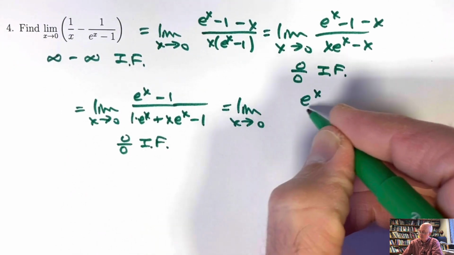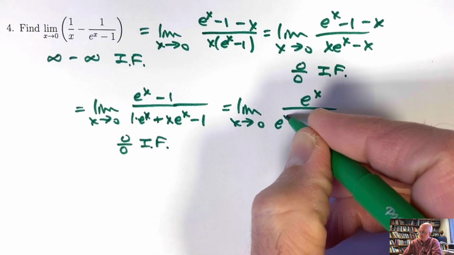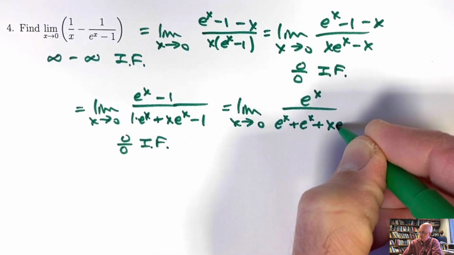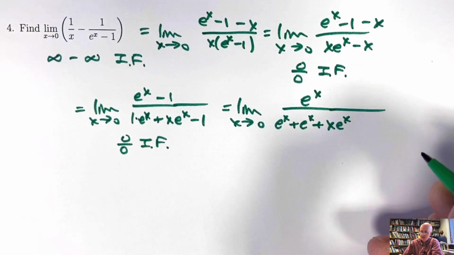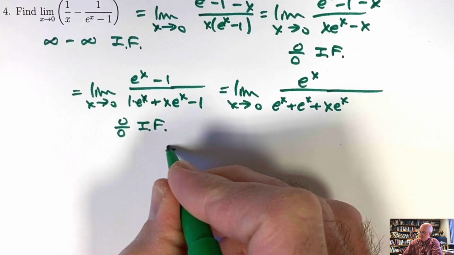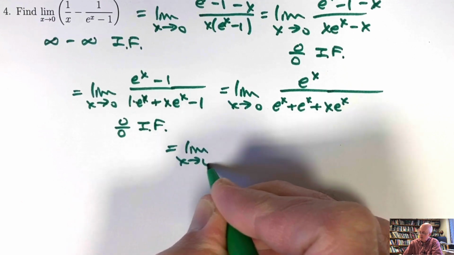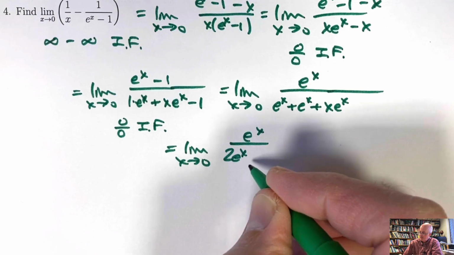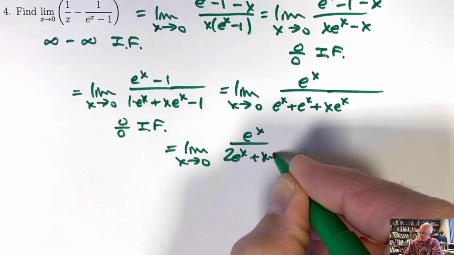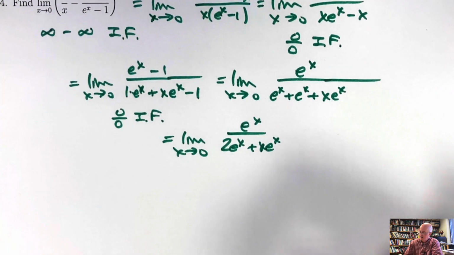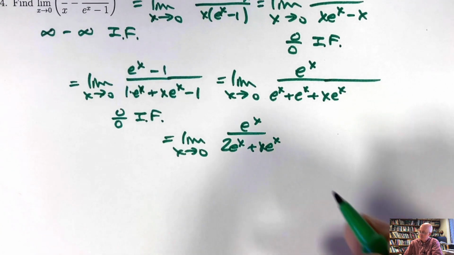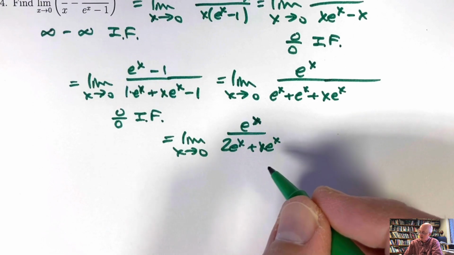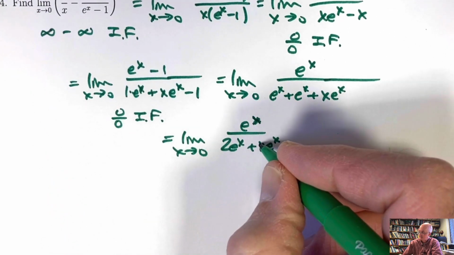Take the derivative of the top and the derivative of the bottom, using the product rule again here. The derivative of minus 1 is 0. So this is the limit as x goes to 0 of e to the x over 2 e to the x plus x e to the x. If you plug in x equals 0 now, you do not divide by 0. Both the top and the bottom are defined, and in fact non-zero when x is 0. This is continuous at 0.